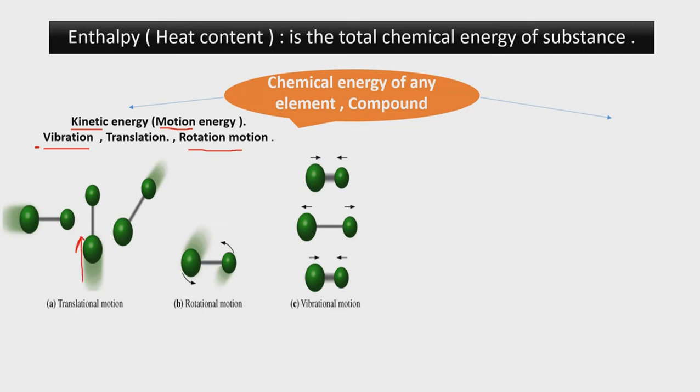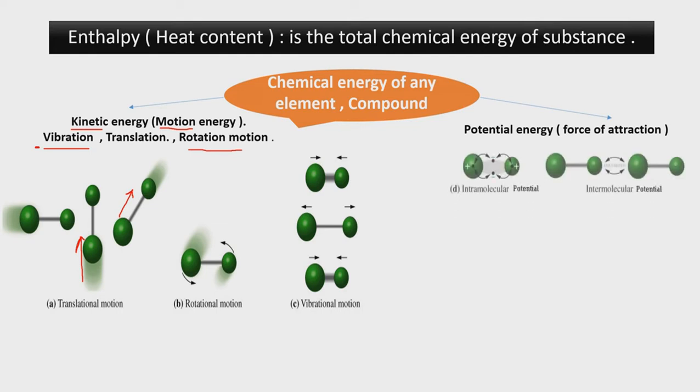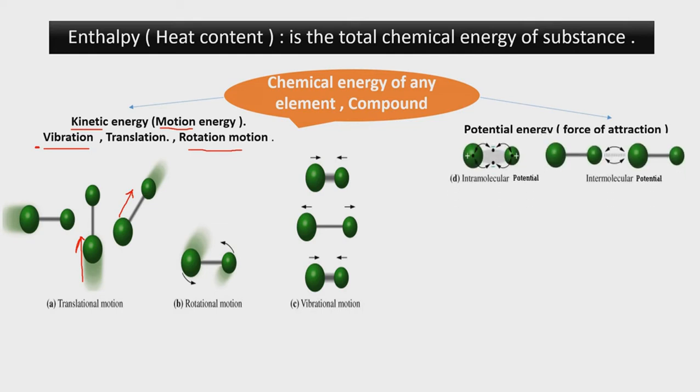Potential energy depends on the attraction between particles. We have two types of attraction inside the molecules. The first one is intermolecular attraction, which is the attraction between molecules. And intramolecular attraction, which is the attraction inside the molecule. Usually, the value of potential energy, the force of attraction, is less than the value of kinetic energy.